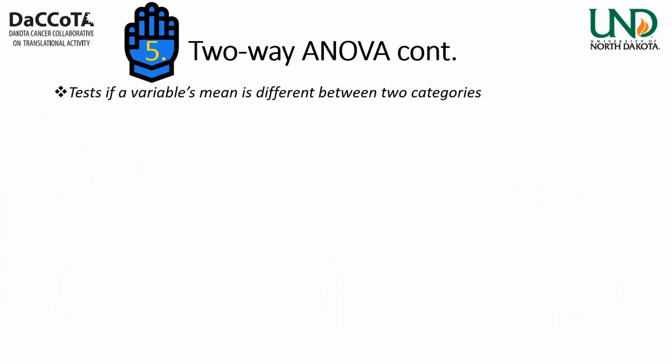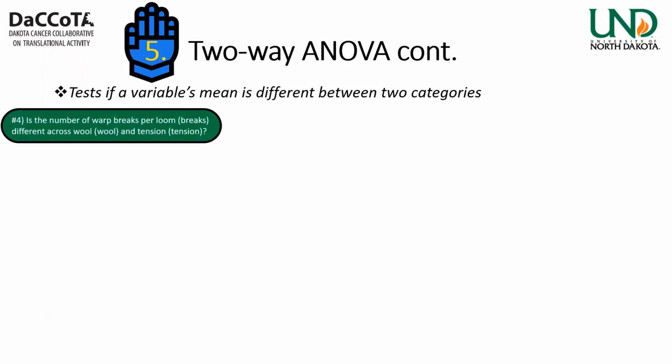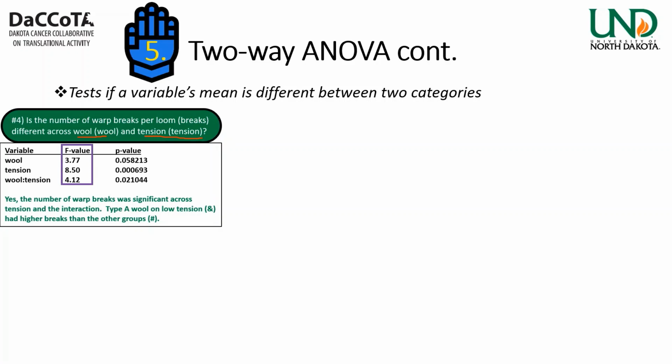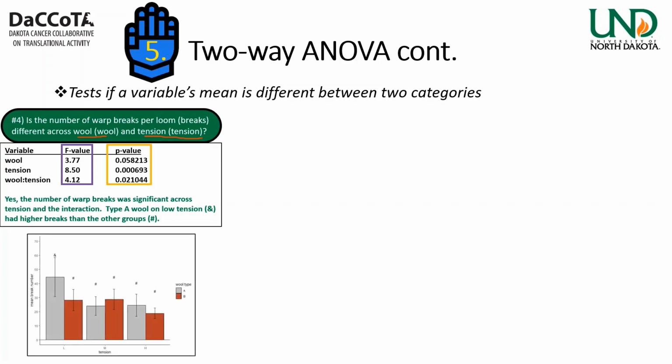Stay strong, stay brave. Let's reassess warp breaks per loom by adding not only wool like we did before with our t-test, but tension. We find that while wool is not significant, tension and the interaction term are significant. So we'll plot that here. It looks like when it comes to breaks in your wool, the grouping of low tension and wool type A has the highest breaks. It's significantly higher than all the other categories.